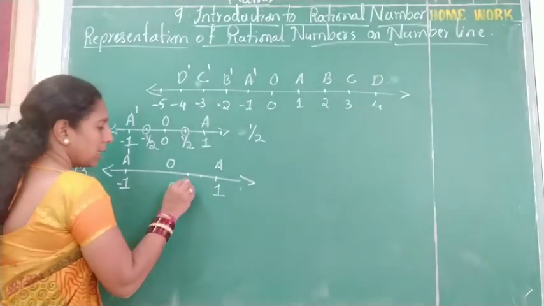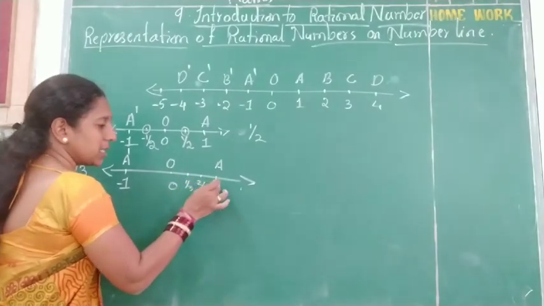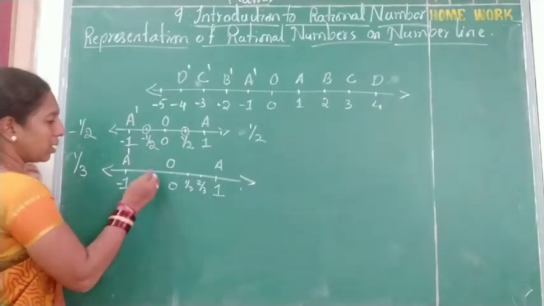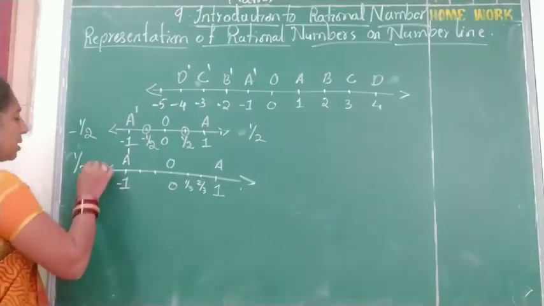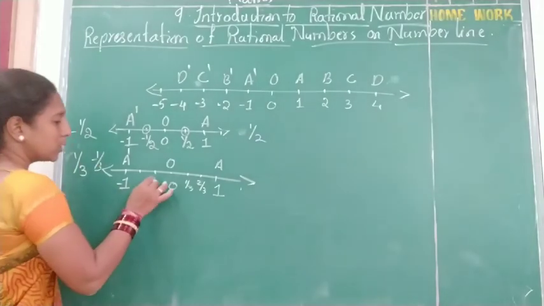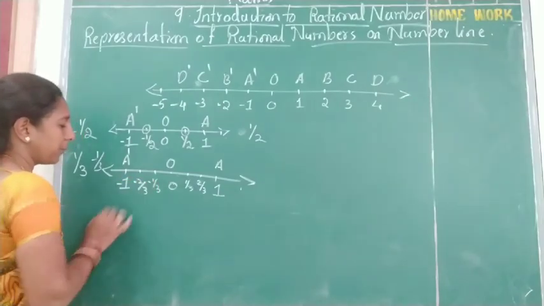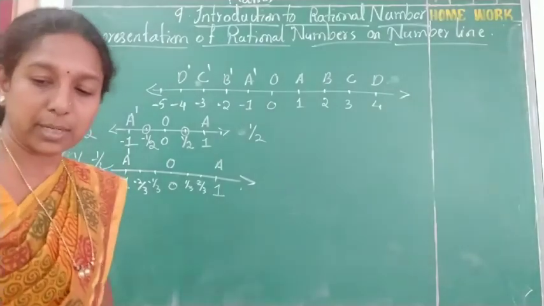So this is 1/3, this is 2/3, and this is 3/3, means that is 1. In the same way here on the opposite side, if I represent, that will be -1/3, -2/3. Okay, so this is how we will represent the rational number.